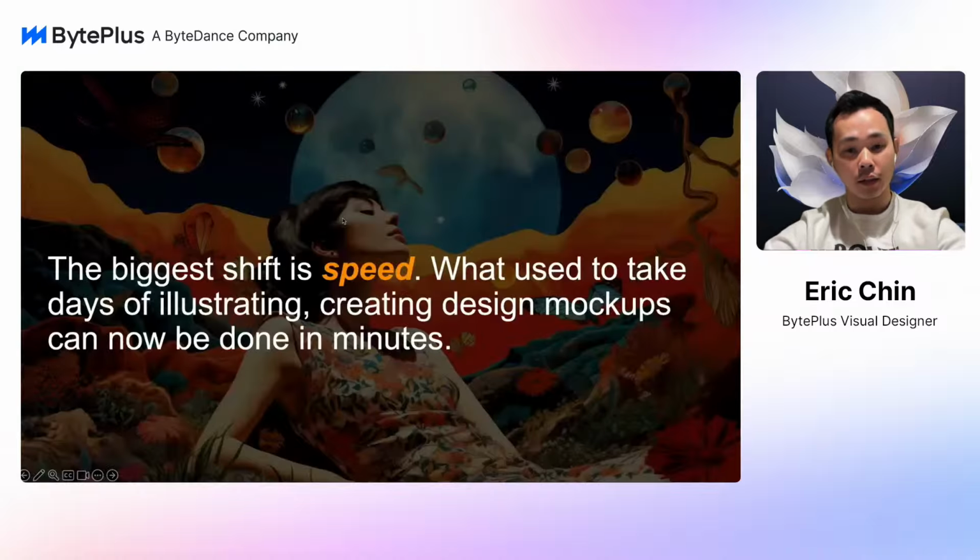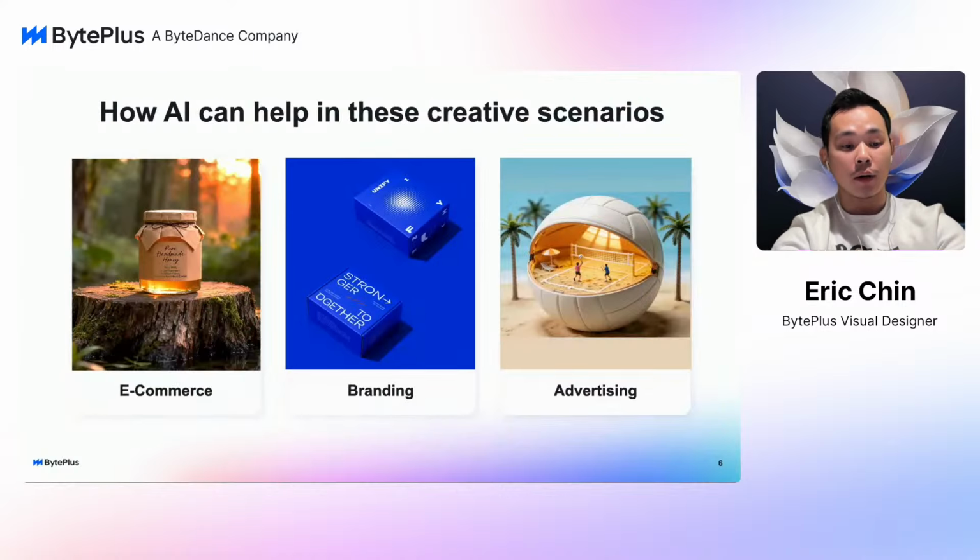I would say the biggest shift is definitely speed. What used to take days of illustrating and creating design mockups can now be done in minutes. When designers can generate concepts instantly, they can explore more ideas, iterate faster, and make better creative decisions. So, I will be focusing on three main creative scenarios here. First, e-commerce, then we'll move on to branding, and last but not least, advertising.